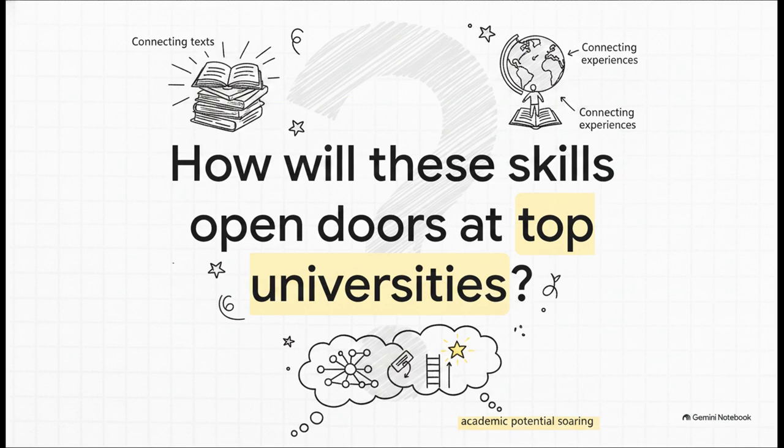How will mastering these two distinct communication skills open doors for your future at top universities worldwide? Think about it. Connecting text to find new meaning and connecting your own experiences to deeper life lessons, these are the absolute hallmarks of a brilliant global thinker. Take these tools, apply them to your grade 9 assignments, and just watch your academic potential soar.